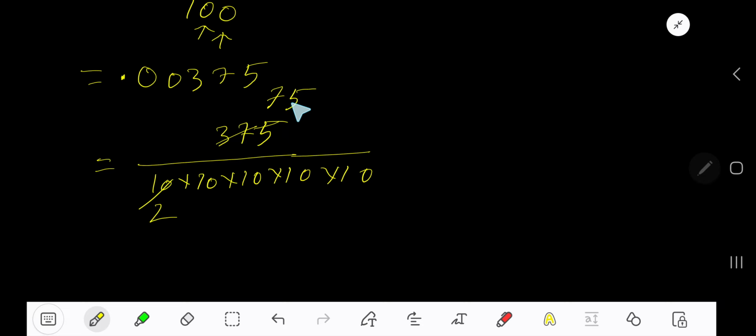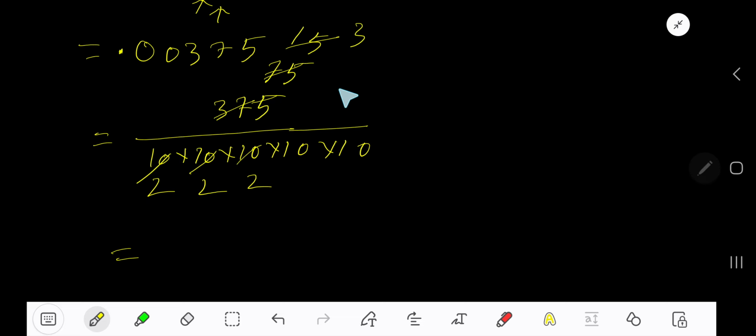Again, this is divisible by 5, and this is divisible by 5. You will get 2 below, and if you divide 75, 5 goes into 7 once, then 25, 5 goes into 25 five times. Again, this is divisible by 5, this is divisible by 5. So now we are getting 3 over 2 times 2, 4, 4 times 2, 8, times 10 times 10.